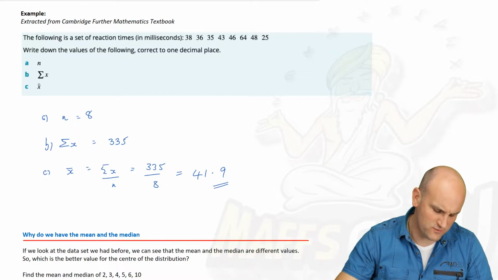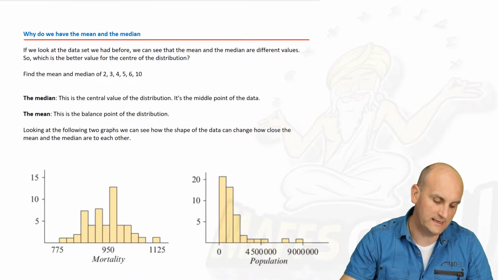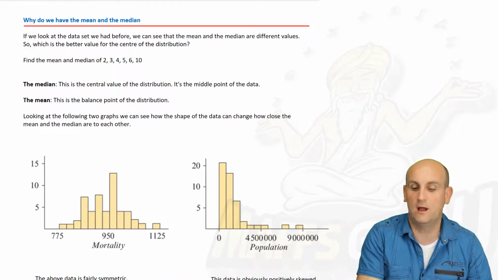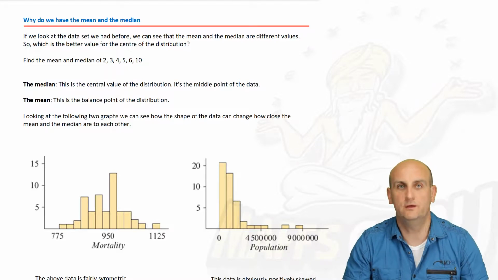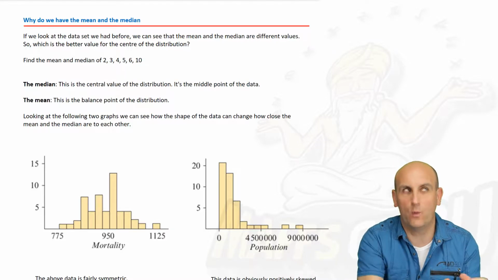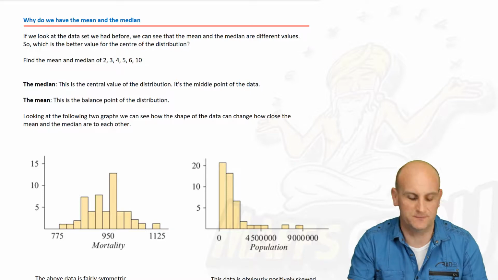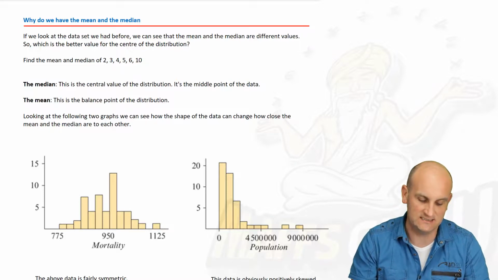Difficult? No. Now, why do we have the mean and the median? We've decided they are both measures of center. But which one do we use? Can we use both of them? Is there one that is actually the best to use in a particular circumstance? And yes, yes, yes.